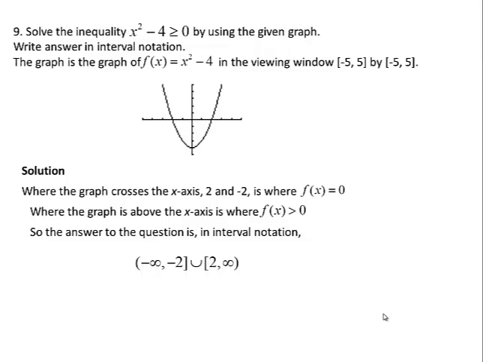So that's a quick rundown on some of the problems that you saw in your quiz. I hope that you got these correct, but if not, hopefully this helped you see where your mistake was.